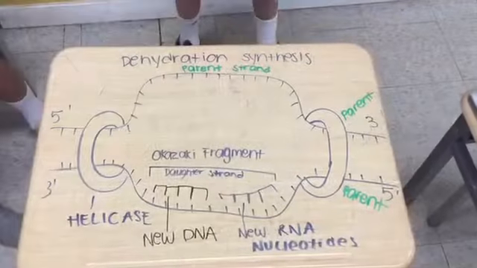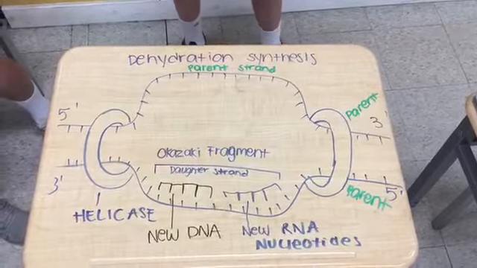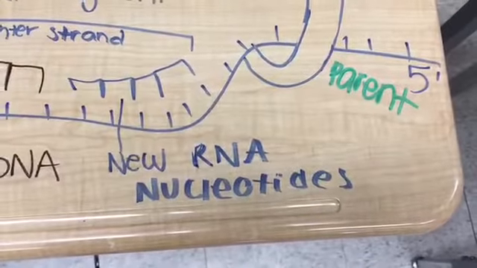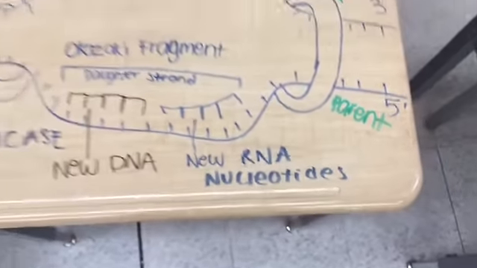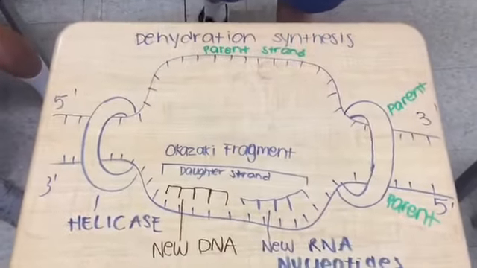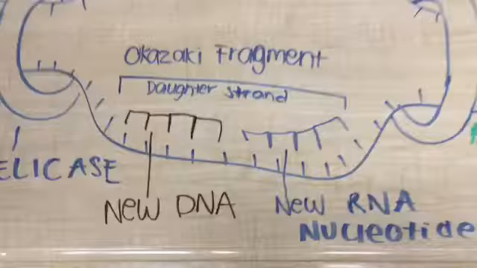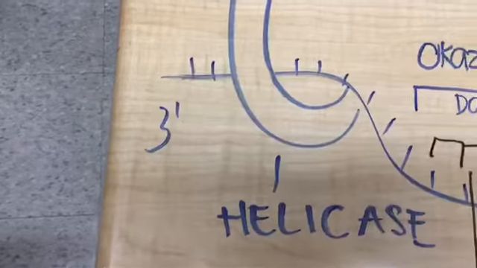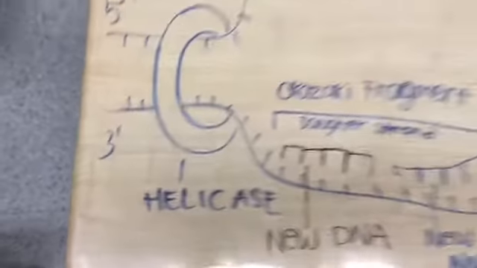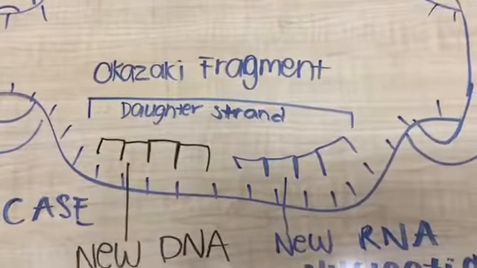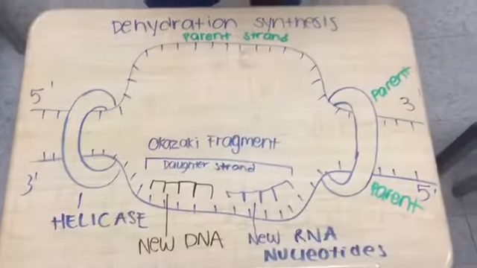In the second step of DNA replication, new RNA nucleotides are added by RNA polymerase. New DNA is added by DNA polymerase, better known by its street name, primase. It is important to note that the new RNA nucleotides can only be added to the 3' end of the carbon. This new fragment is known as an Okazaki fragment. This whole process is considered dehydration synthesis.